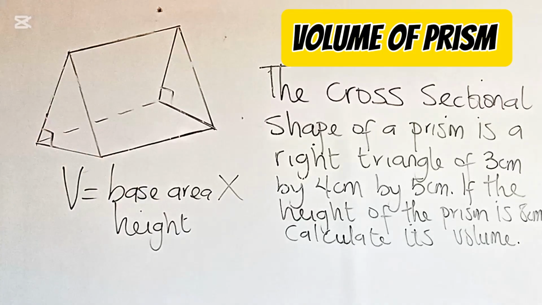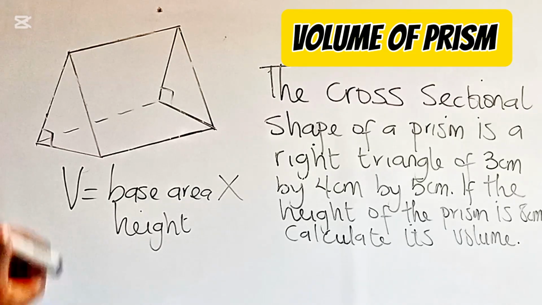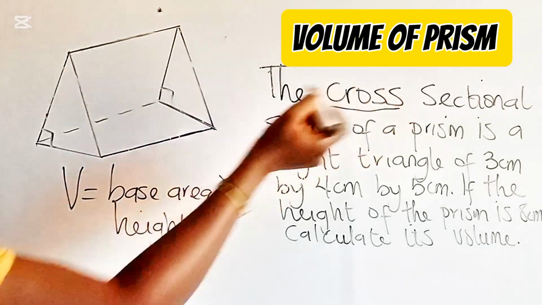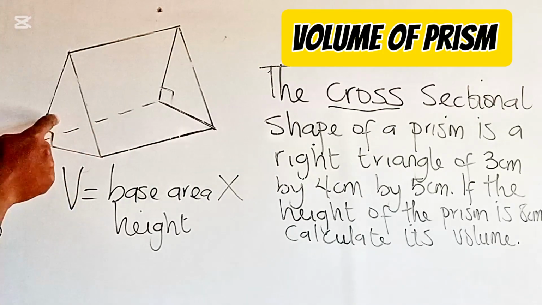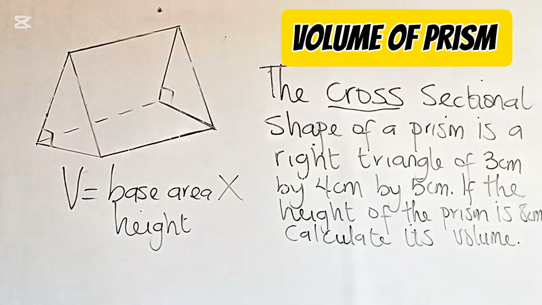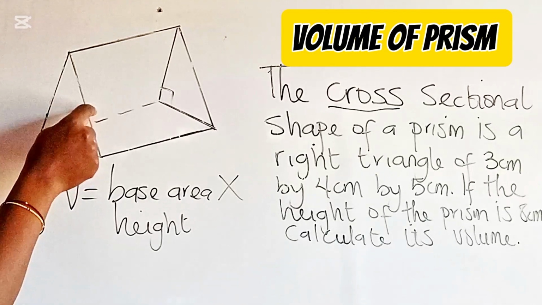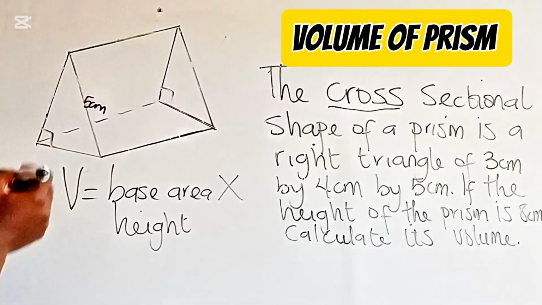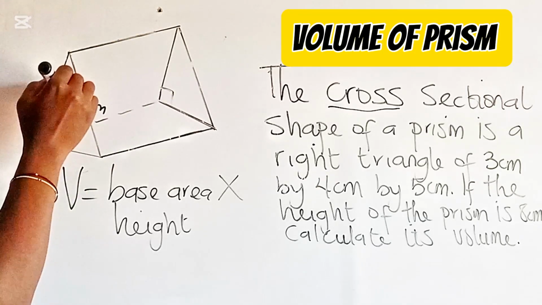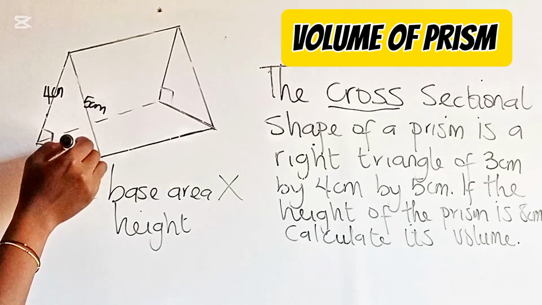Back to the question we have. The question says the cross-sectional shape of a prism is a right triangle. So cross-sectional could also mean the base of the prism. And from this diagram we have here, we can see the right triangle at the cross sections. This triangle measures 3 centimeter by 4 centimeter and by 5 centimeter. So if this is a right triangle, the side facing the right angle is the longest side, so it's going to measure 5 centimeter. This side would be 4 centimeter and this other side would be 3 centimeter.